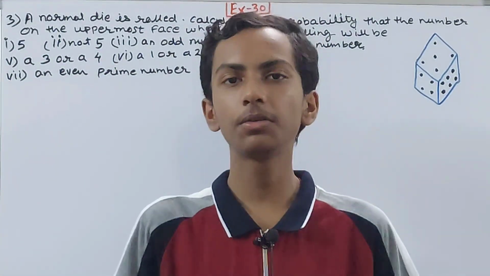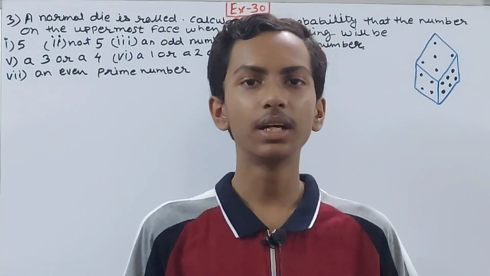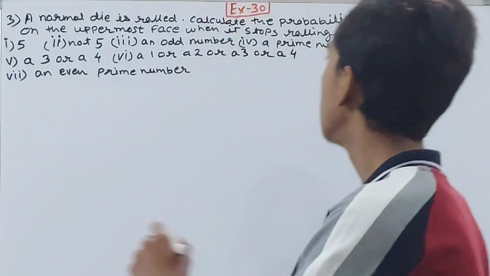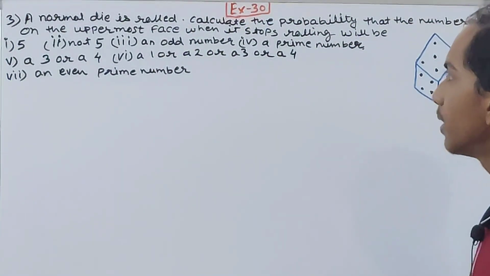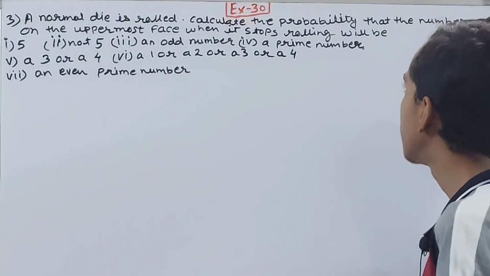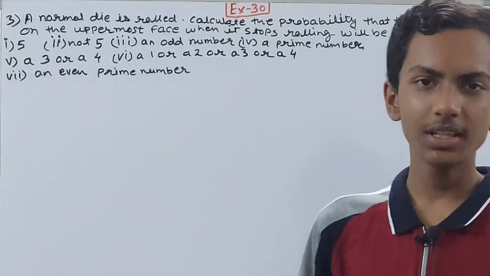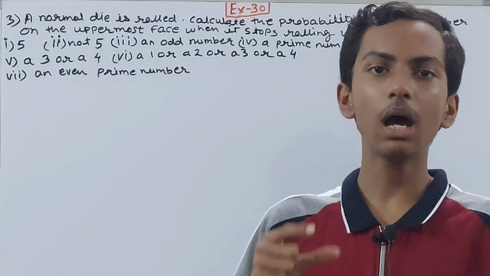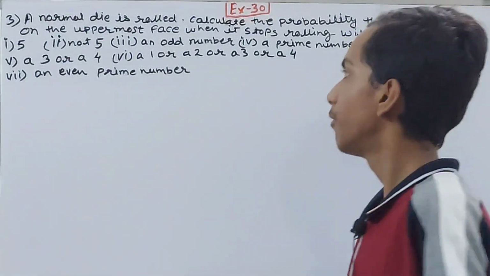In this video, we are going to solve ICSE Mathematics Class 8 Chapter number 30 Probability Exercise 30 Question number 3. A normal die is rolled. Calculate the probability that the number on the uppermost face when it stops rolling will be what? Okay, same type of question it is, right? We just have to calculate the probability of the number that can come on the uppermost face of the die, right? So first part says 5.